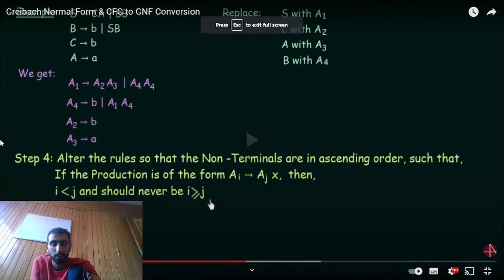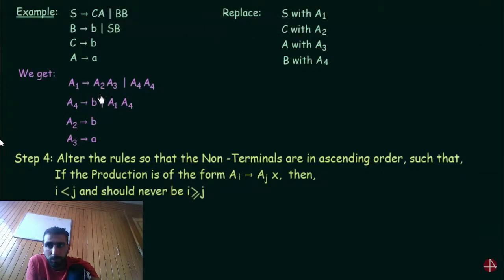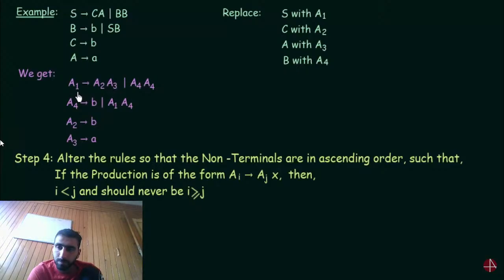Let us look at this production. If you are taking this production, let's try to put it in the form of Ai gives AjX. So here what is our Ai? It is A1. And what is our Aj? It is A2. You have to just look at the first variable and the next one that follows it. You don't have to worry about the things after that. So here your i is 1 and your j is 2.